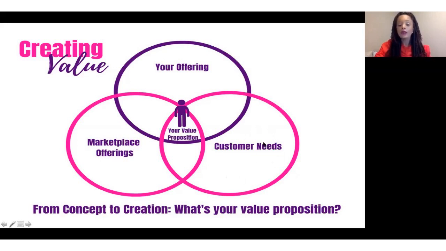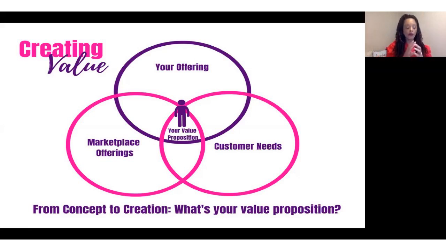So here is where you take a look at the customer's needs. What are you offering? And what's the market offering? And somewhere here in the middle, you take advantage of the value proposition. You've got to connect the dots on what it is that you have to offer based on your customer's needs that's going to be so unique and different from the marketplace that your actual clients are in right now.